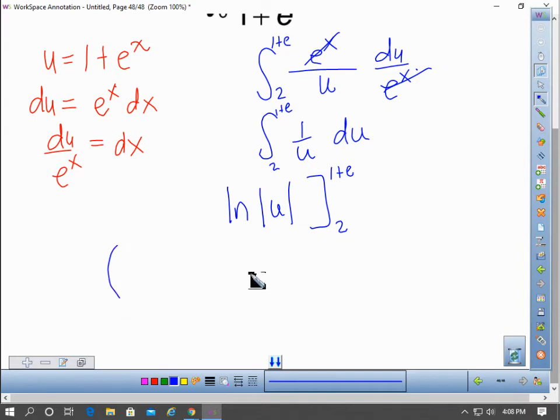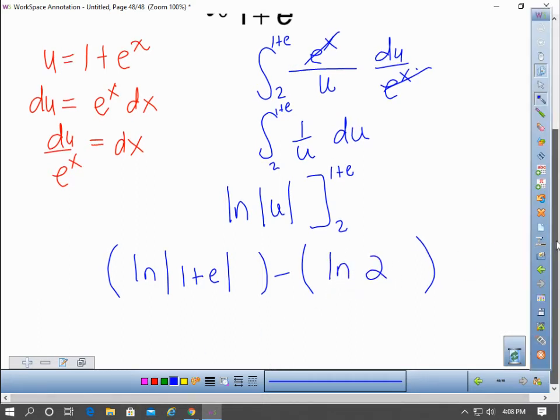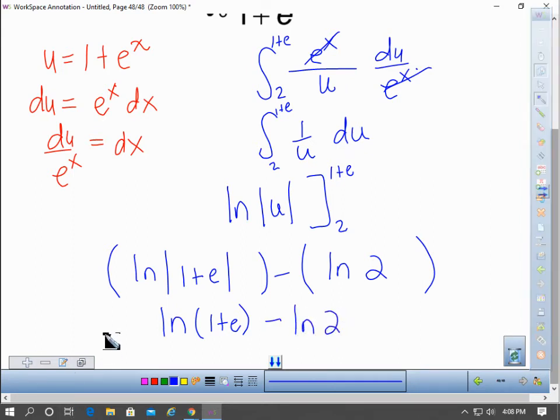So now I'm going to do the fundamental theorem of calculus. I'm going to put the top number in first. So that'd be natural log of 1 plus e, and then minus natural log of 2. All right? And so that's my answer. So it's the natural log of 1 plus e, that's a positive number, so I don't need bars, minus natural log of 2. And that's my answer. Can't do any more simplifying of that unless I wanted to put the natural logs together by making it a fraction. So that's about all the simplifying you can do there.